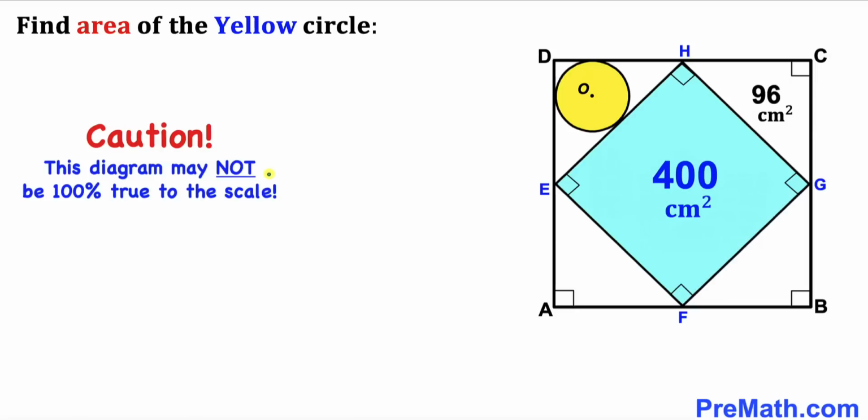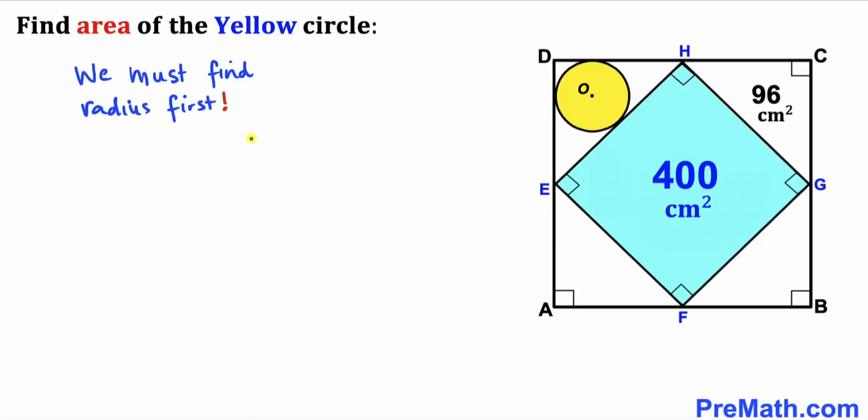Please keep in mind that this figure may not be 100% true to scale. Let's go ahead and get started. Here's our very first step. We must find the radius of this yellow circle before we can find the area.